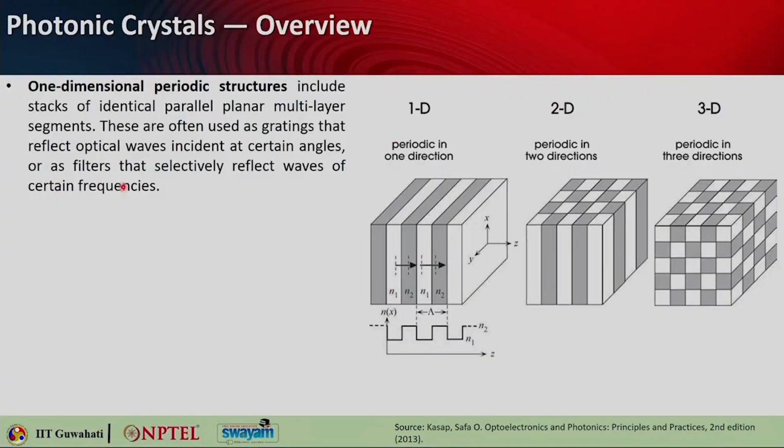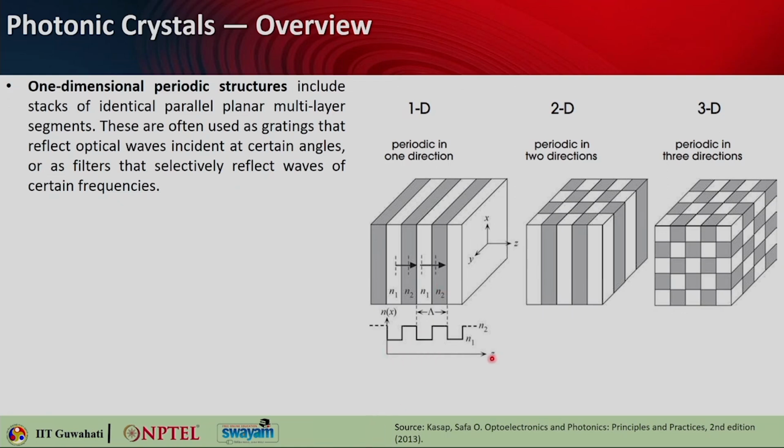It reflects light at certain angles, or you can use this as a filter that can selectively reflect light waves at certain frequencies. There is one very important filter called the Bragg grating filter, based on this photonic crystal concept, that is used in optical communication. Here you can see the z direction, that is the grating vector, along which the periodicity is lying.